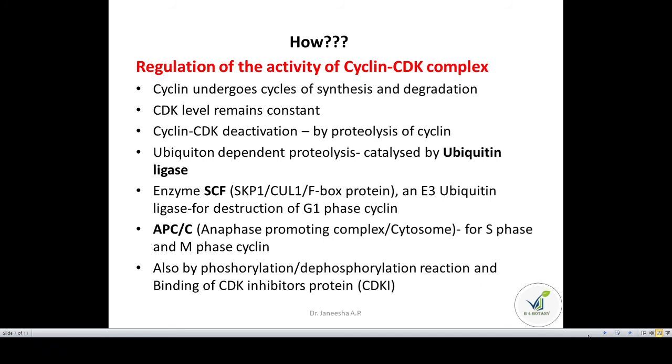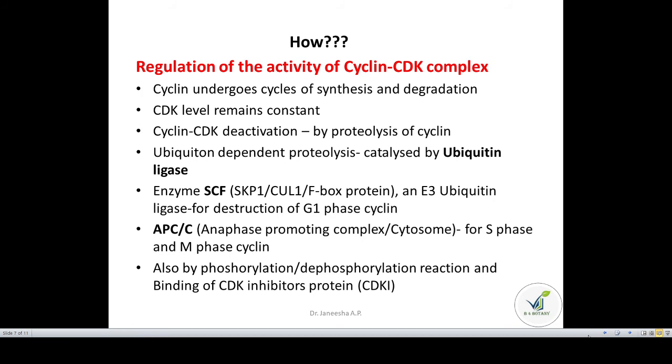And the proteolysis is a ubiquitin dependent proteolysis catalyzed by an enzyme called a ubiquitin ligase. The enzyme SCF, which is an E3 ubiquitin ligase, is used for the destruction of the G1 phase cyclin, or the G1 cyclin. That is, this ubiquitin ligase is responsible for the proteolysis of cyclin, where G1 cyclin is proteolyzed by SCF.